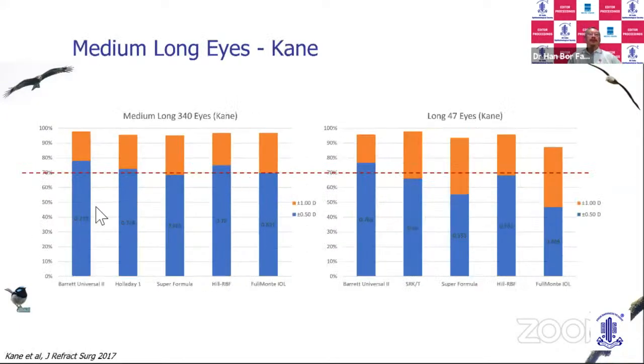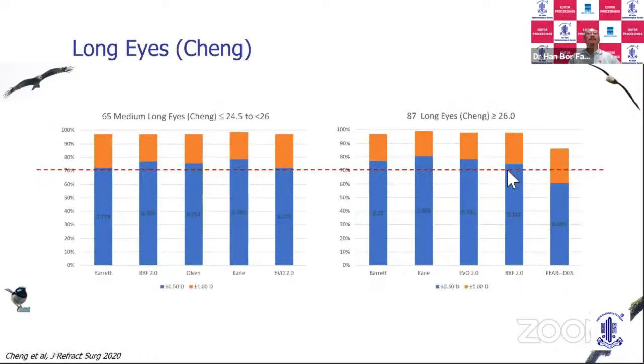Kane has better performing with Barrett and Holladay. This is a 2017 paper. The rest of the formulas, Hill RBF, are not too bad. For the really long eye, then the Barrett Universal II seems to do the best, followed by Hill RBF.